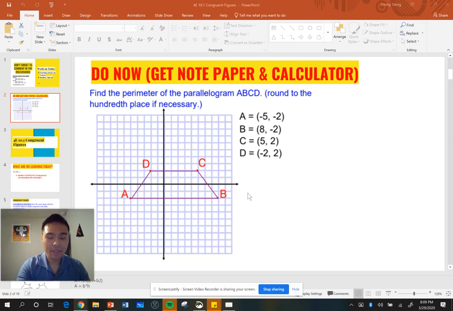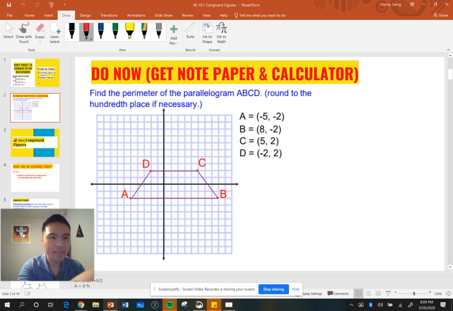But we can easily count these horizontal sides. Again, we're trying to find the perimeter of this parallelogram. I can count it as, let's get started. 1, 2, 3, 4, 5, 6, 7. And then 1, 2, 3, 4, 5, 6, 7, 8, 9, 10, 11, 12, 13. And again, I don't know what A to D is, and I don't know what C to B is, okay? So I'm going to double check with that.